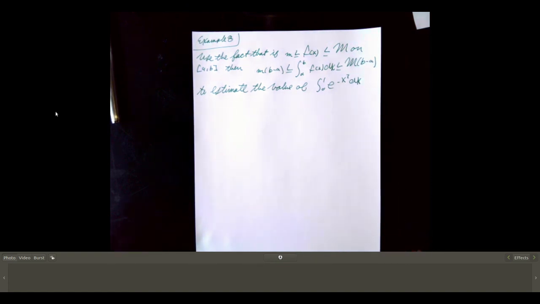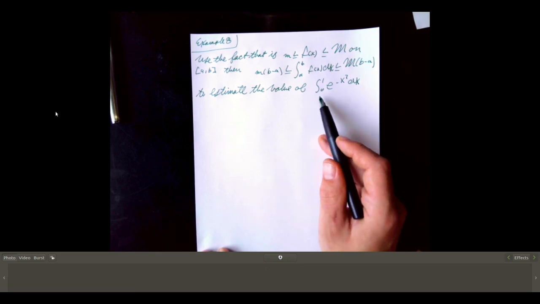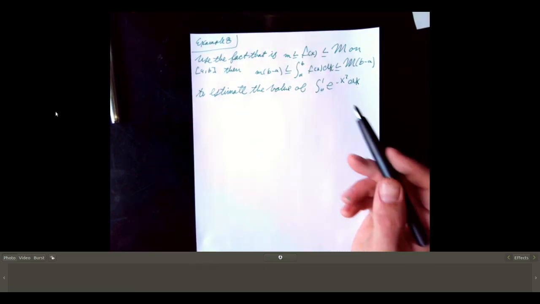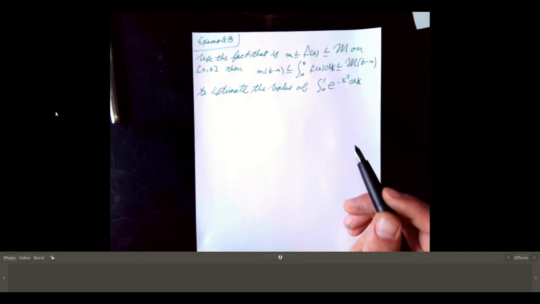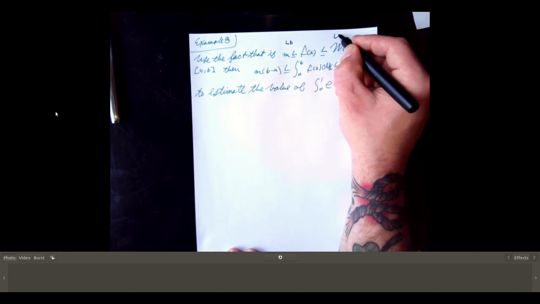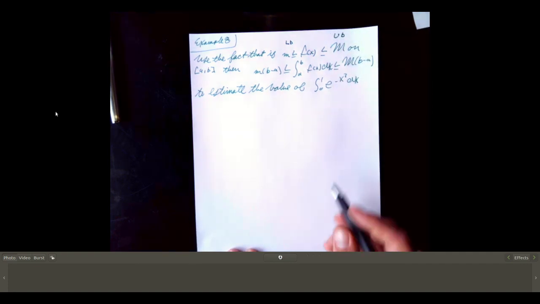Cool, so the last thing we're going to do today is use one of our previous properties to estimate the value of this integral, the integral from 0 to 1 of e to the negative x squared dx. So, we need to come up with a lower bound, and we need to come up with an upper bound.